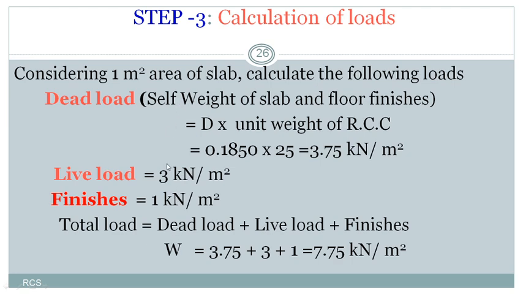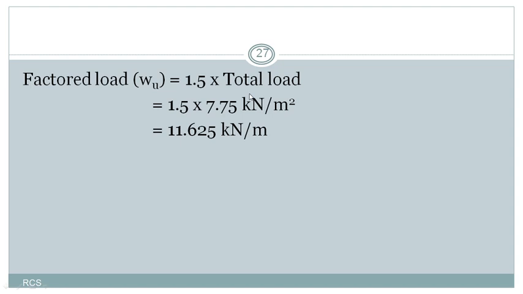Then if we add all together, the total load is dead load plus live load plus finishes. Dead load equal to 3.75, live load equal to 3, and finishes equal to 1. If we add all together, the total load is 7.75 kN per square meter. Then you have to multiply the total load by 1.5 to get the factored load. 1.5 times 7.75 kN per square meter gives 11.625 kN per square meter. So this is how we calculate the factored load.